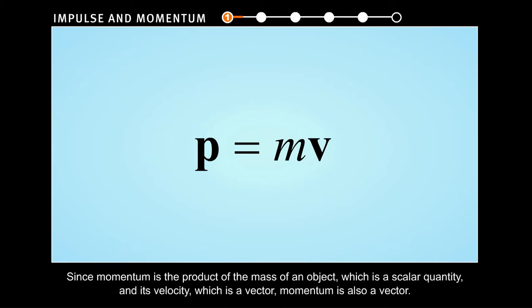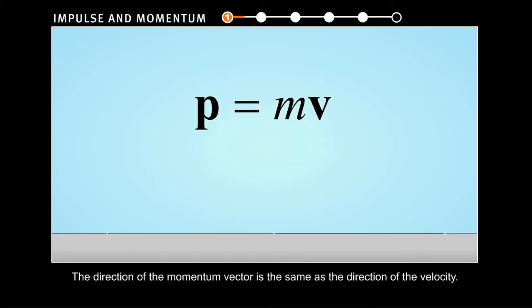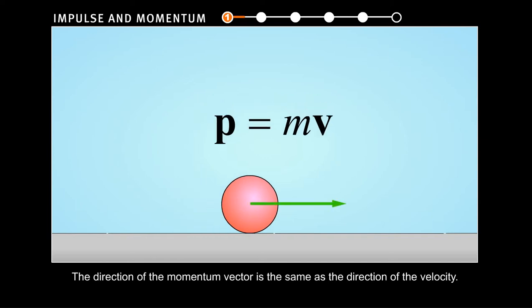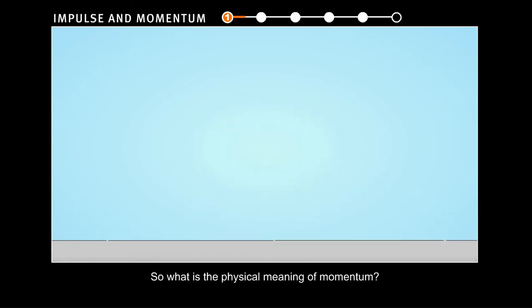Since momentum is the product of the mass of an object, which is a scalar quantity, and its velocity, which is a vector, momentum is also a vector. The direction of the momentum vector is the same as the direction of the velocity. So what is the physical meaning of momentum?